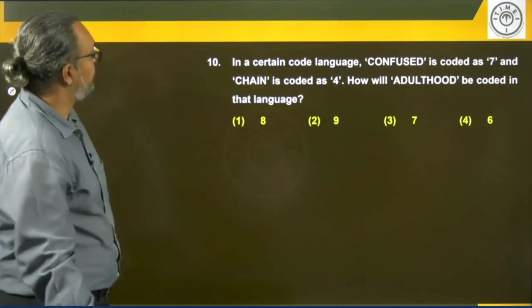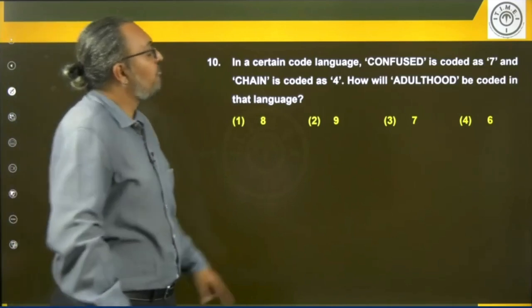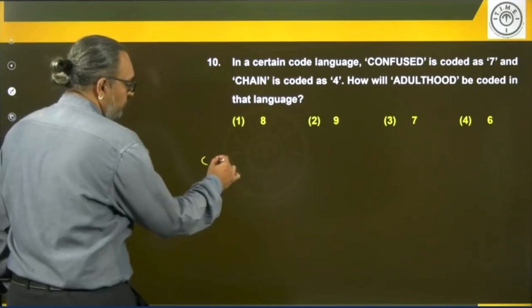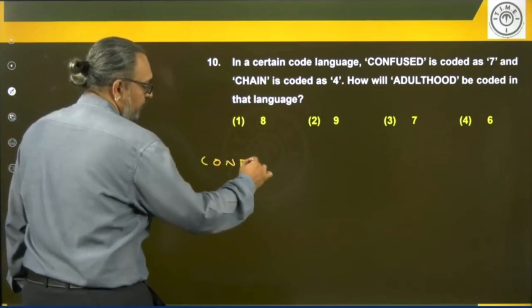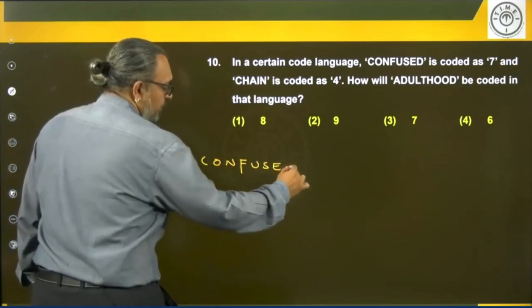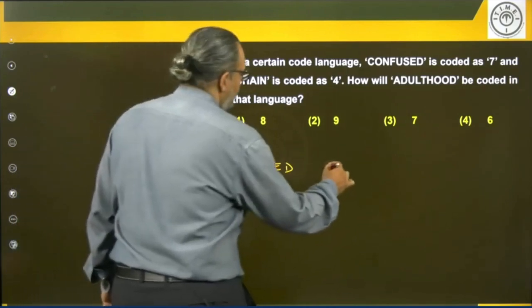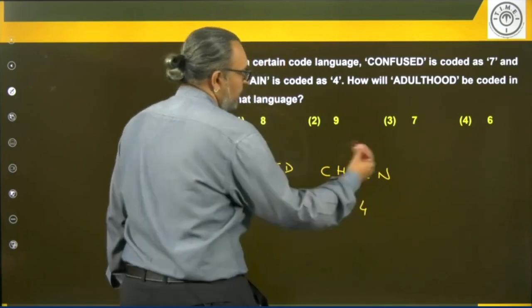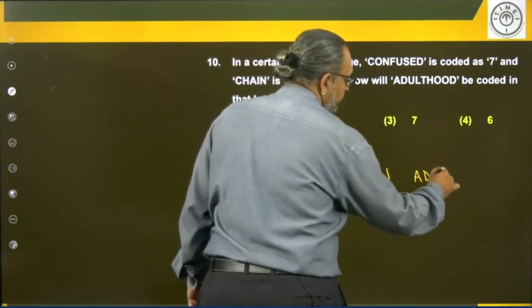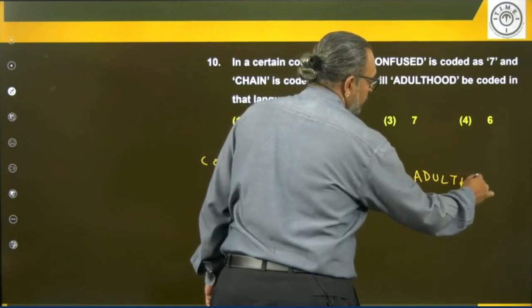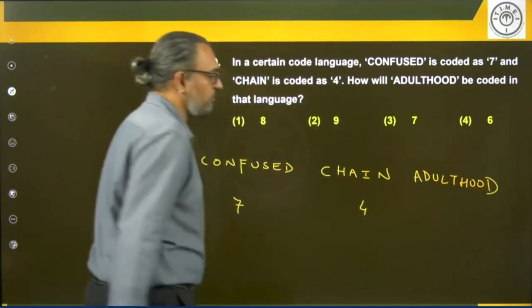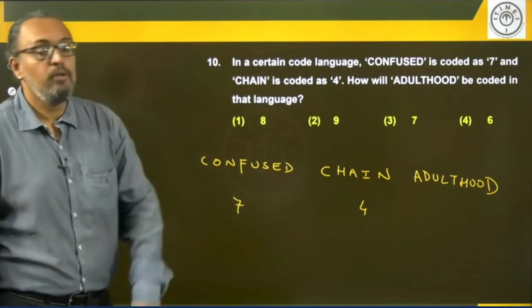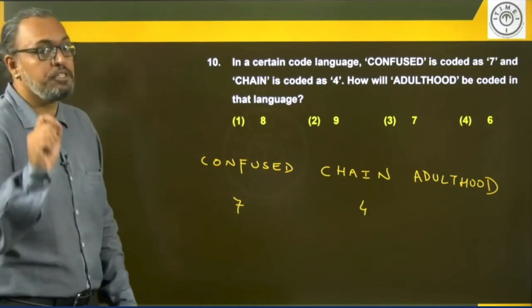Right. Then in a certain code language, confused is coded as 7 and chain is coded as 4. Okay. So we have the word confused, that's coded as 7, and chain is coded as 4. Then how will adulthood be coded in that language? So it's again not about the place values here, because the numbers are very small to make use of the place value. These are the observations you have to make.